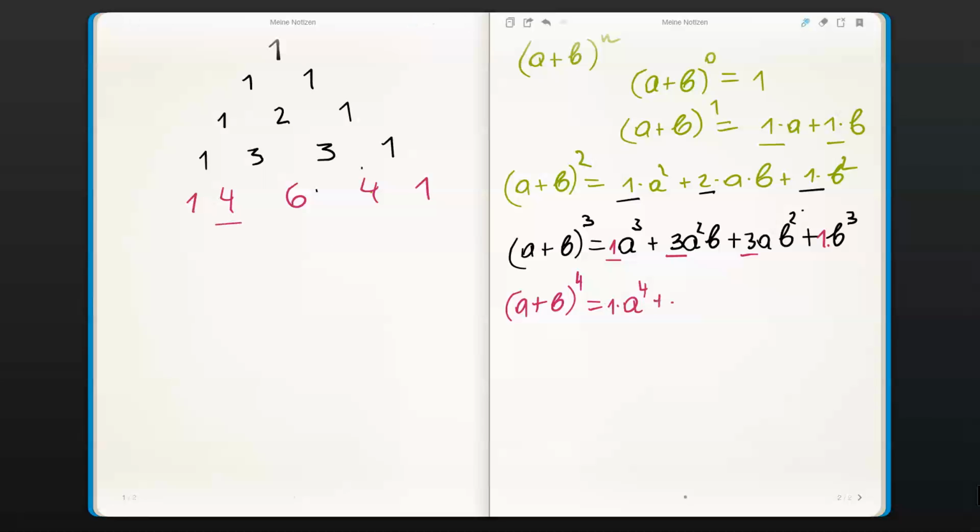The next one is 4. We decrease the exponent by 1, so it's a cubed b. You see the sum of the powers is always n. In this case, it's 4. Then plus 6a squared b squared plus 4ab cubed and 1b to the power of 4. So that's the story.